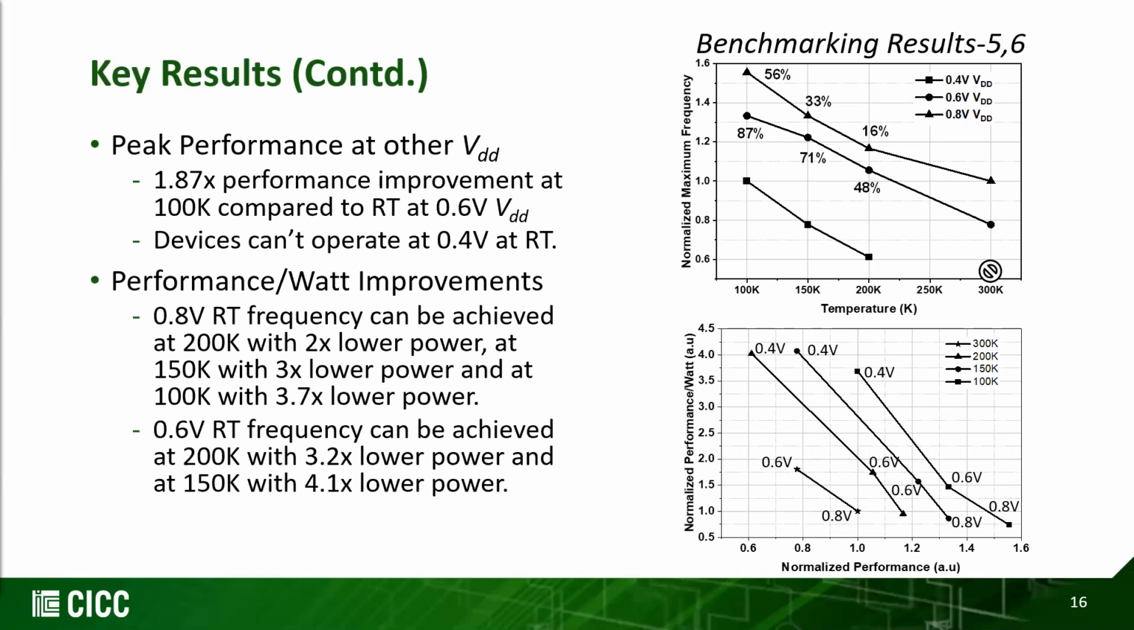Similarly, the 0.6 volts room temperature frequency can be achieved at 200 Kelvin with 3.2x lower power, and at 150 Kelvin with 4.1x lower power. Thus, we show that the cryo-cooled CMOS systems can achieve either higher performance, which comes at a cost of higher power, or can be optimized to achieve higher power efficiency in terms of performance per watt.